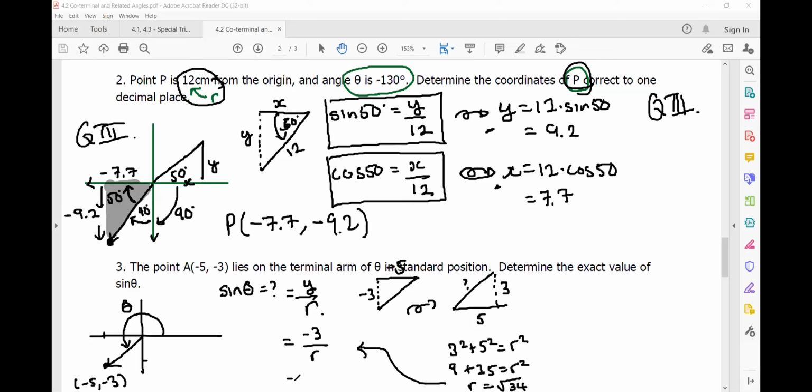Placing that in there, technically sine theta would be 3 over root 34, but it's in quadrant 3. And quadrant 3 tells me that my y value has to be negative. And so sine theta in quadrant 3 is going to be negative 3 over root 34.